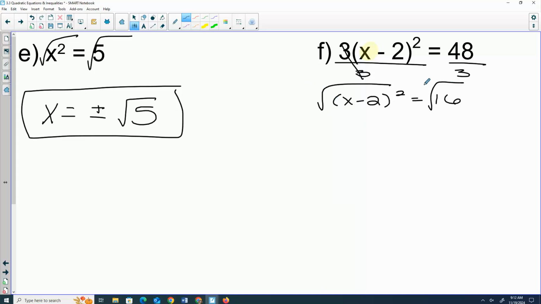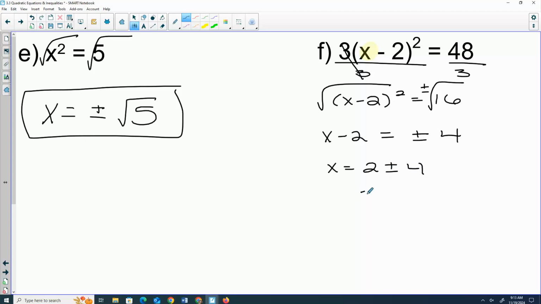And when we add a square root, we always do plus and minus. So that means x minus 2 equals plus and minus the square root of 16, which is 4. Then if I want to get x by itself, we add over the 2. So we get 2 plus or minus 4.